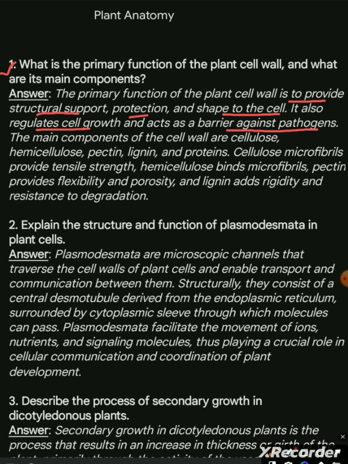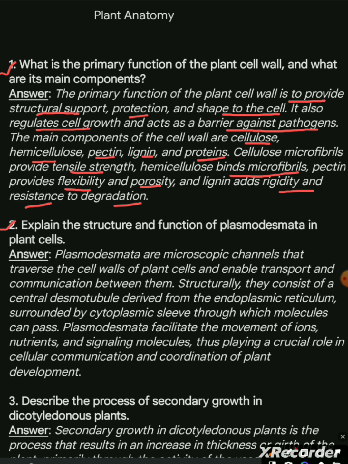The main components of the cell wall are cellulose, hemicellulose, pectin, lignin, and proteins. Cellulose microfibrils provide tensile strength, hemicellulose binds microfibrils, pectin provides flexibility and porosity, and lignin adds rigidity and resistance to degradation. Question 2. Explain the structure and function of plasmodesmata in plant cells.